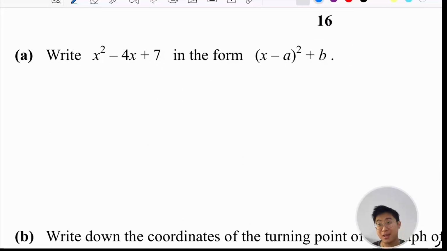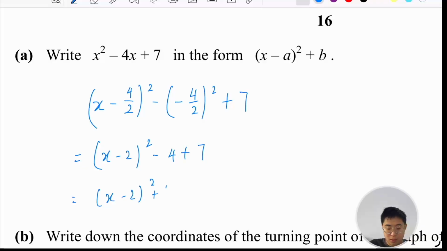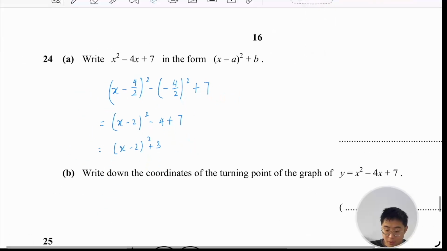Write this in the form of that. So this means completing the square. Completing the square: x minus b over 2, bracket squared, minus b over 2 squared, plus c. I have that in my head. So what do we have? 4 over 2 is 2. So x minus 2 squared minus 4 plus 7. So x minus 2 squared plus 3. Okay, so we'll just put this in the answer space.